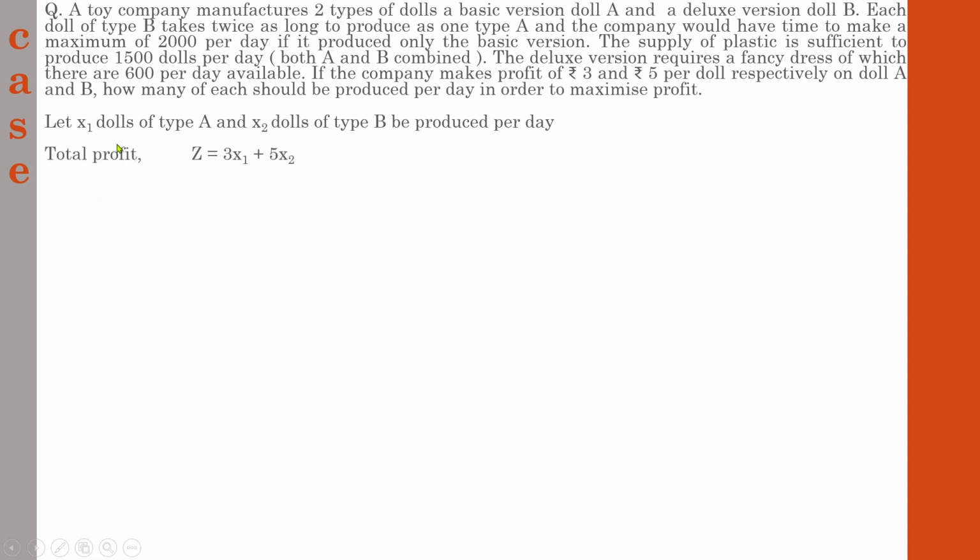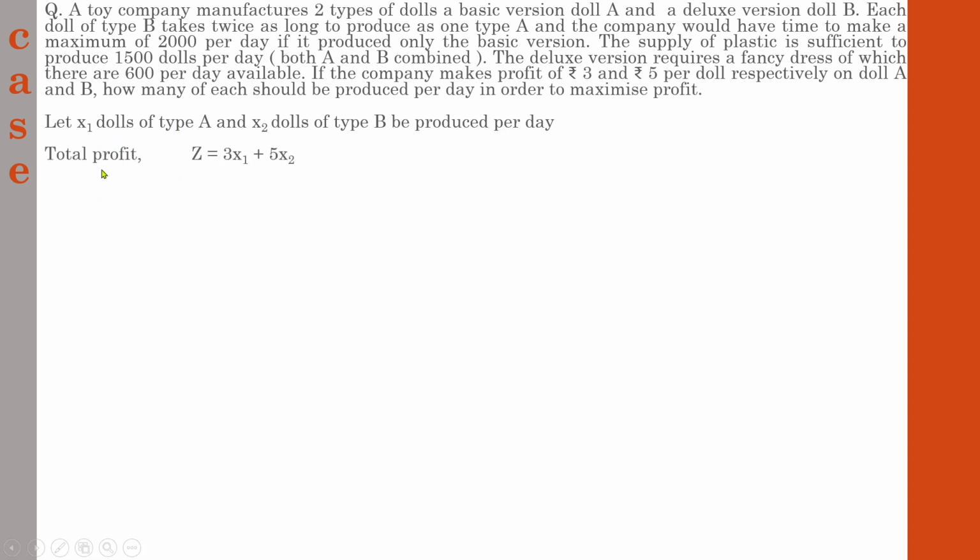Don't worry. First of all, identify the details given in the question and bring out the data given in the question in the form of objective function, constraints, and finally linear equations. So first of all, let us assume that A be x1 and B be x2. You can use any sort of variable. For the time being, I am using x1 and x2. So let A be x1 and let B be x2.